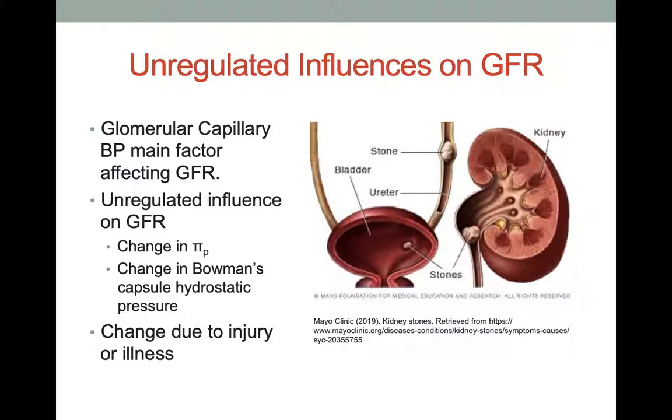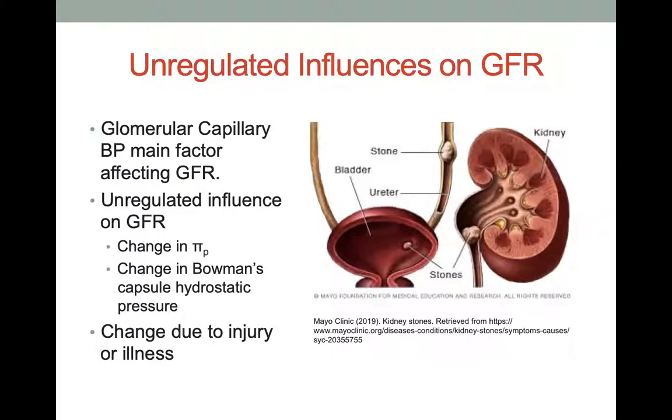Now, in the opposite case, if we had somebody with dehydrating diarrhea, the plasma colloid osmotic pressure would actually rise, and that would cause our GFR to fall. So the plasma colloid osmotic pressure and GFR have kind of an inverse relationship when pathologically something's going on.